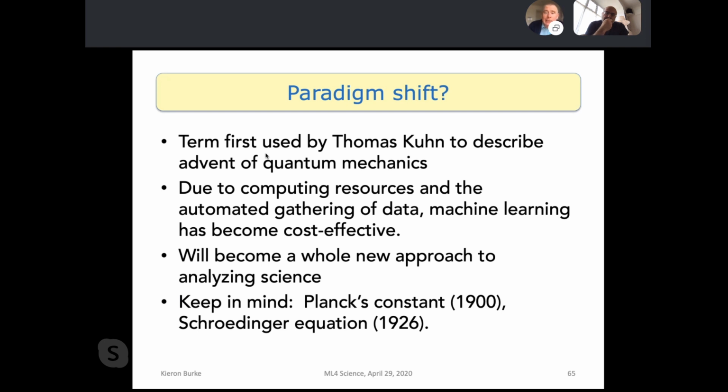But keep in mind, people don't realize this, right? Planck's constant is 1900, Schrodinger's equation 1926. You could have an entire scientific career in physics studying quantum effects and not know what the hell was going on, because it took 26 years to get from one to the other. We think now, oh, this was a revolution, it happened overnight. No, it didn't, right?